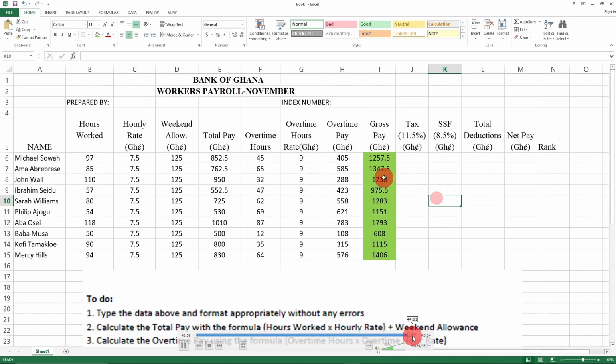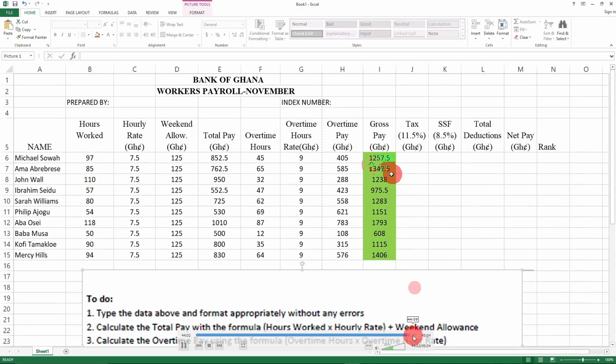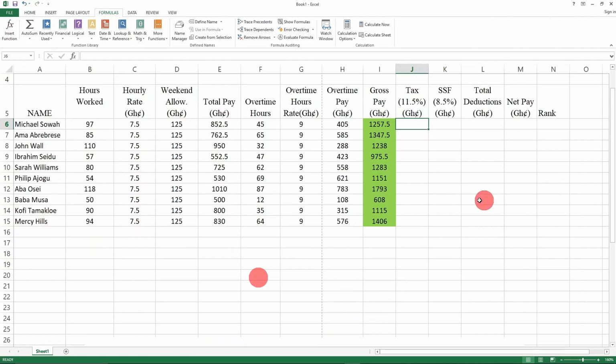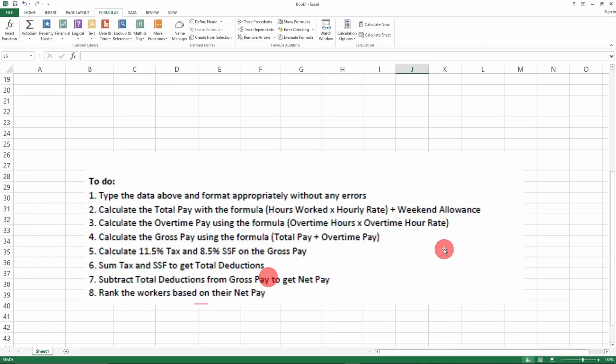So we are coming to use this for this. The gross pay is 1,257.5 Ghana cedis, and then the tax is 11.5. Now to get the tax, please take note of this formula.